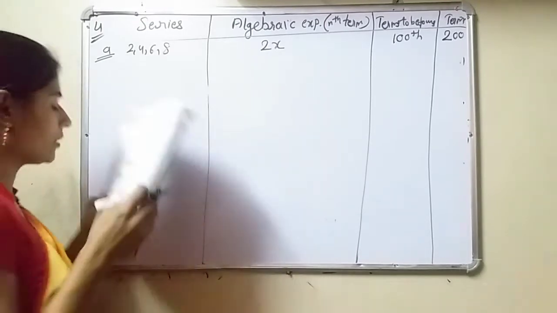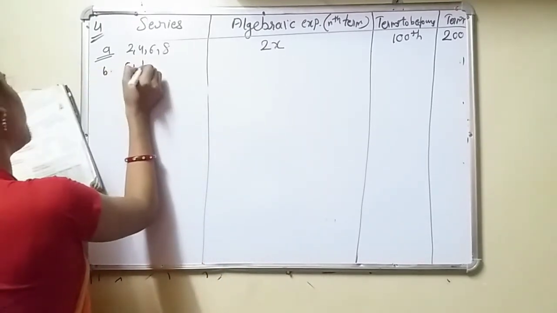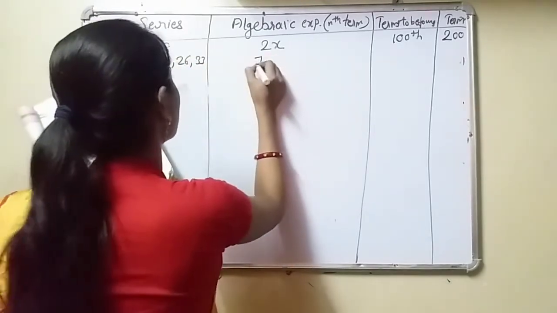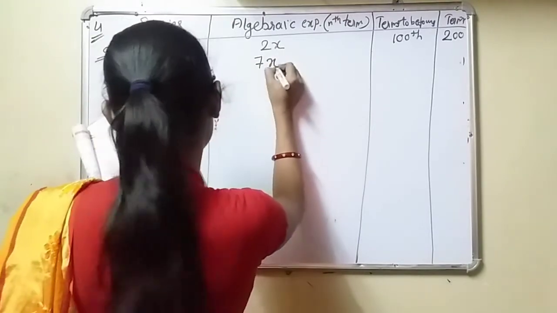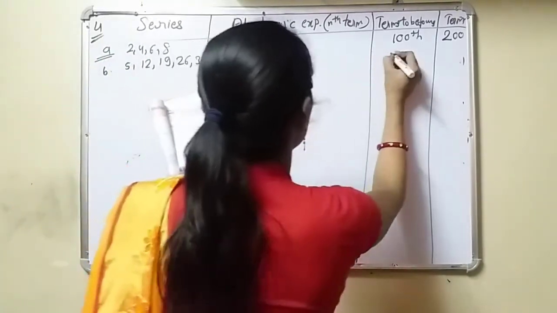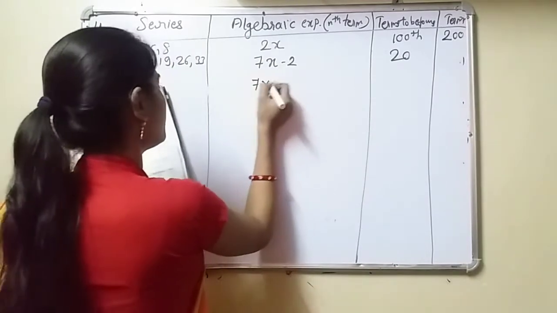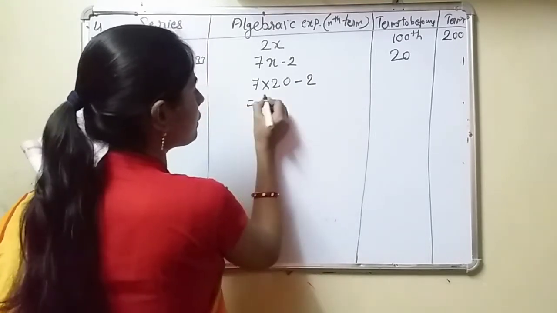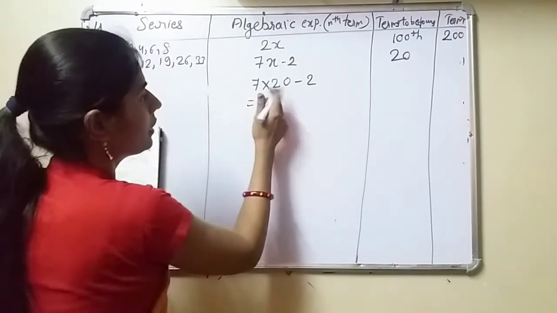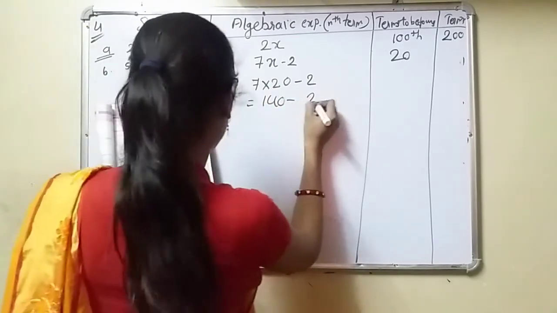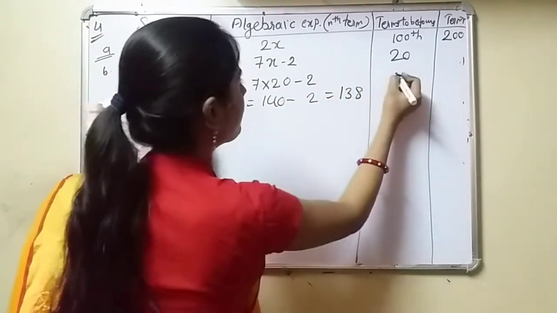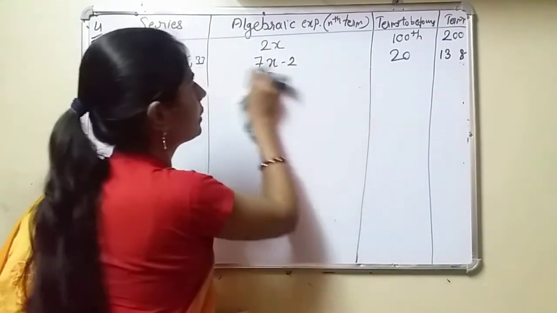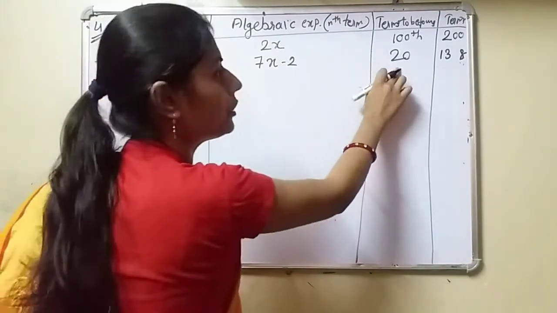Okay, now see the next question: 5, 12, 19, 26, 33. What is the algebraic expression? 7x minus 2. What is the term? 20th term. How can you solve it? 7 into 20 minus 2. Now see, what is the expression you got here? 7 twos are 14, 140 minus 2, that is 138. Okay, here you got 138. In place of x, you have to put 20 here.